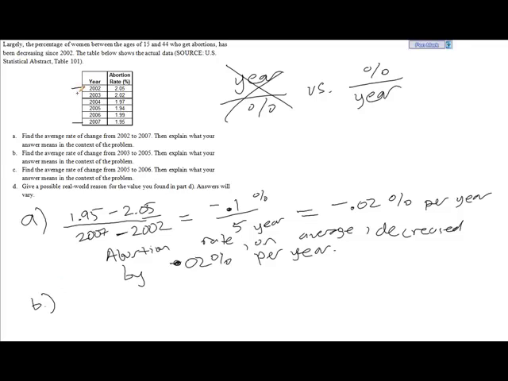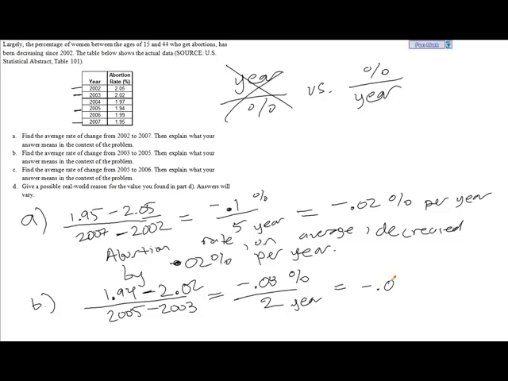Part B, same type of idea. Find the average rate of change from 2003 to 2005. So we're kind of squeezing in now, if you want to think about it that way. And we've gone to 1.94 minus, we started at 2.02, and we did this in 2 years. So I will write the difference there, which is negative 0.08 divided by 2. Now again, this is still percent and this is still years, so we get negative 0.04% per year.